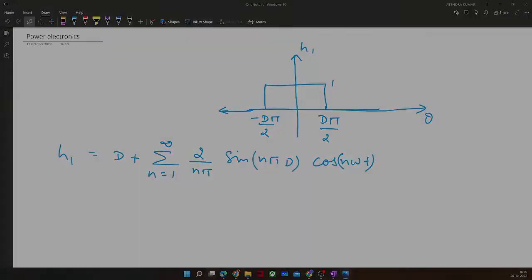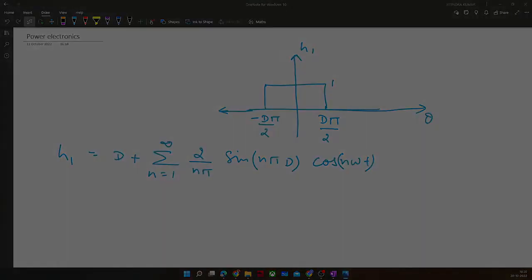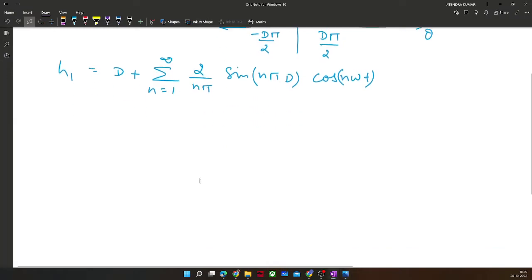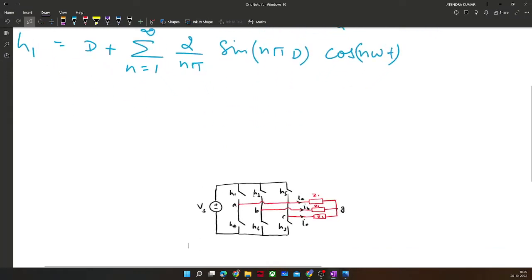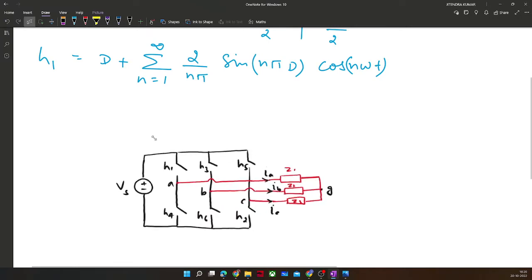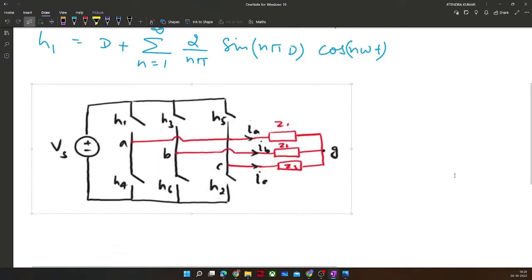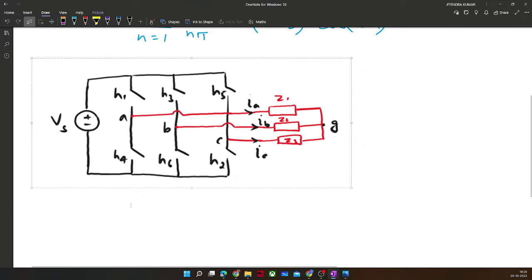Let me take the circuit. So I hope you would be familiar with this kind of circuit. So which circuit is this? Which power electronics converter circuit is this? Can anybody tell me? So this is three-phase inverter circuit.